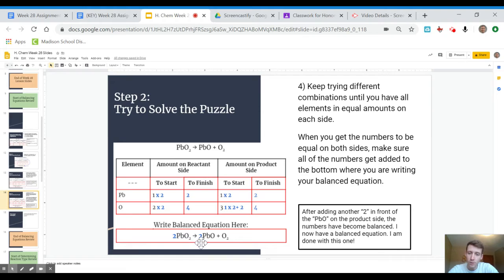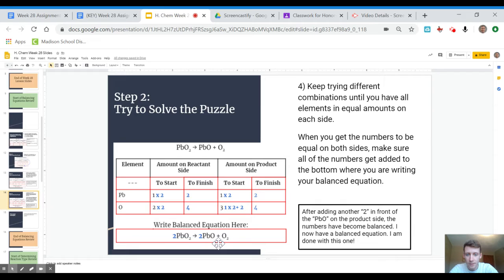The next thing I tried was a 2 on this side. When I put the 2 in front of the PbO, and I have a 2 already on this side in front of the PbO2, when I do the multiplication, it works out. It's balanced. The reason why that works is because when I put a 2 in front of the PbO, it multiplies 2 times 1 Pb gives me 2 Pb. 2 times 1 oxygen gives me 2 oxygen. I don't multiply this at all because there's no number in front of it.